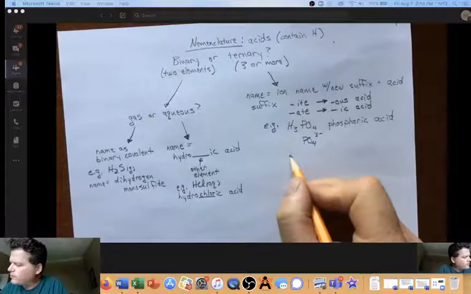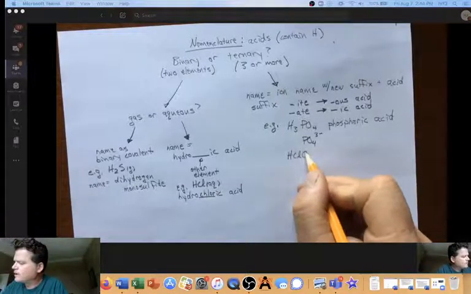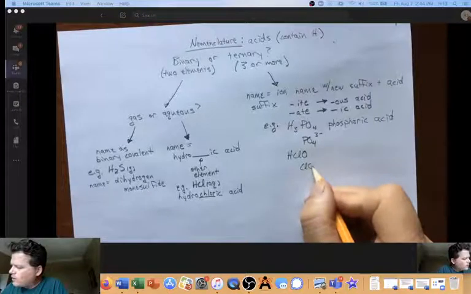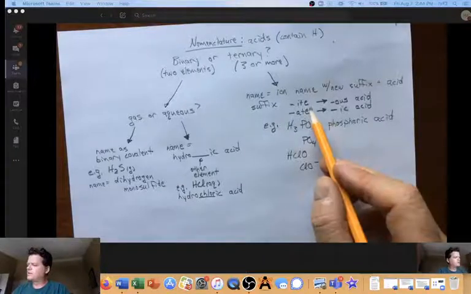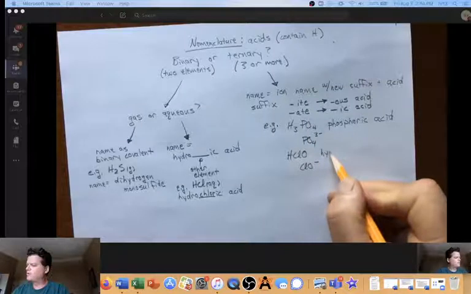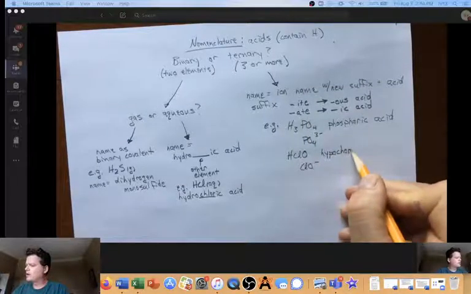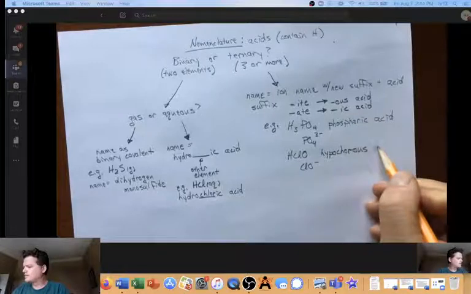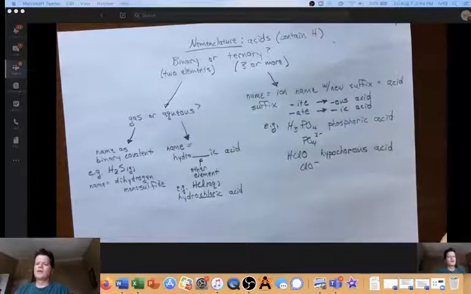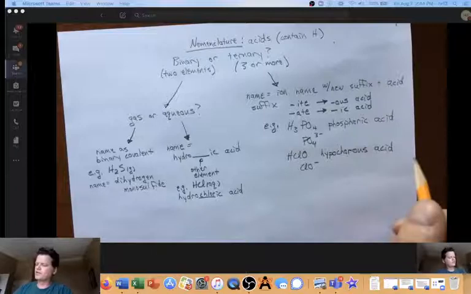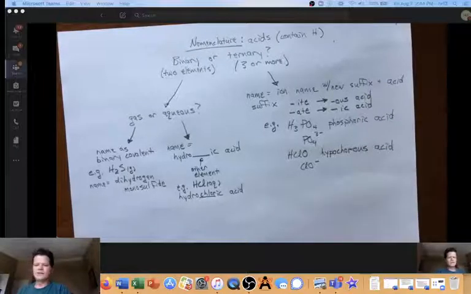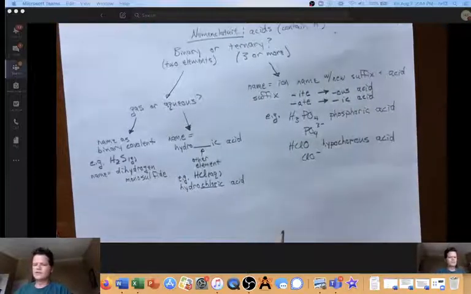We could do another example. HClO. Well, hidden in there, you see a ClO-. That's the hypochlorite ion. "Ite" becomes "ous," so this would be hypochlorous acid. You don't throw away the hypo. You still need the hypo in there. You only change the suffix, not the prefix. All right, and that's it for naming acids, and you'll get some more practice in the questions below.